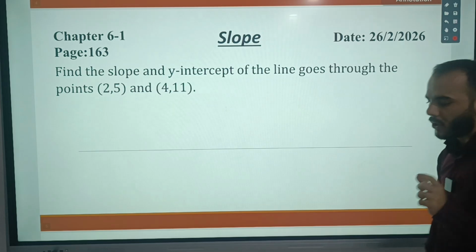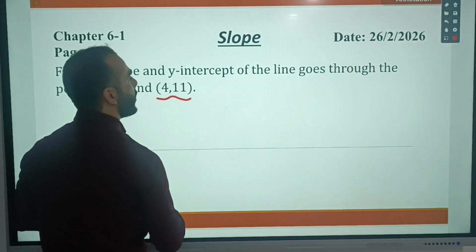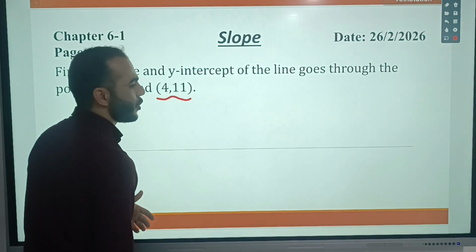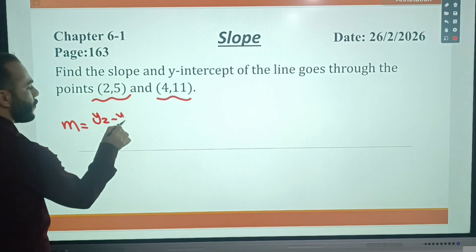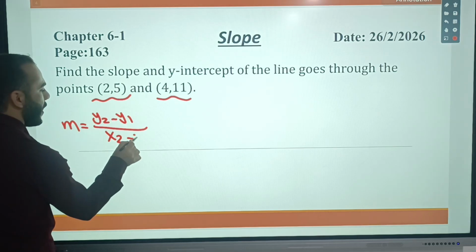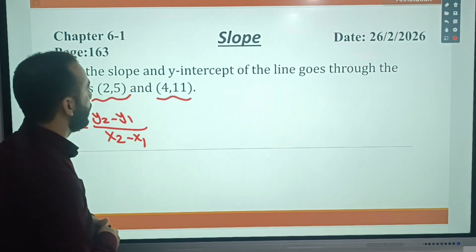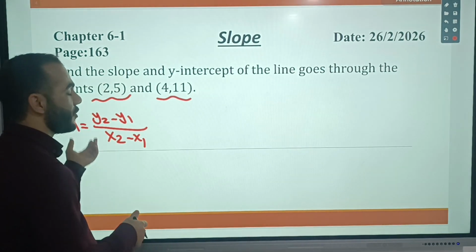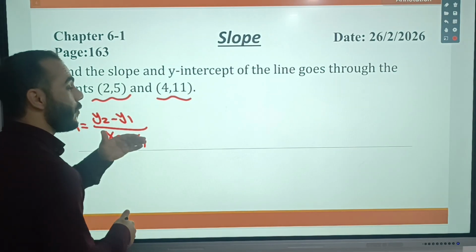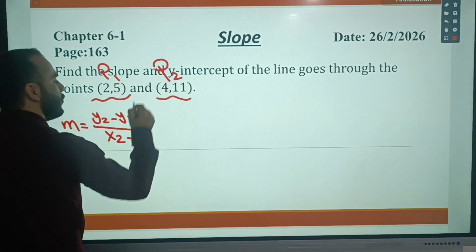Let me give you a hint regarding this type of question. Whenever 2 points are given, immediately go and find the slope. How? Remember the formula of slope: y2 minus y1 over x2 minus x1. Students ask me, teacher, we get confused about which one is y1 and which one is y2, or x1, x2. Always from left to right, whatever comes first becomes the first point. So here is P1 and here is P2.